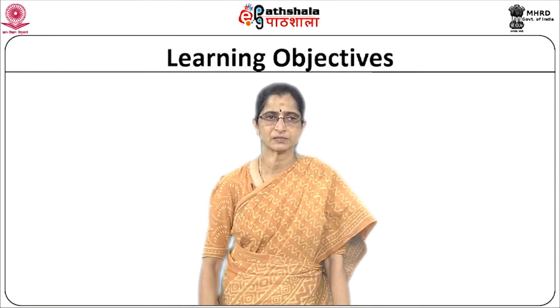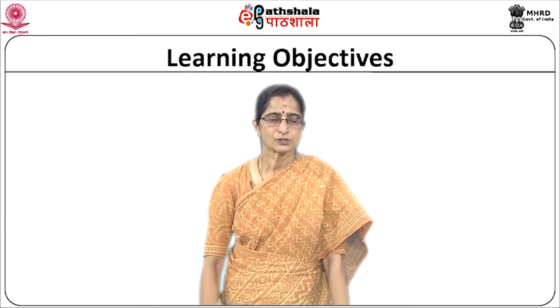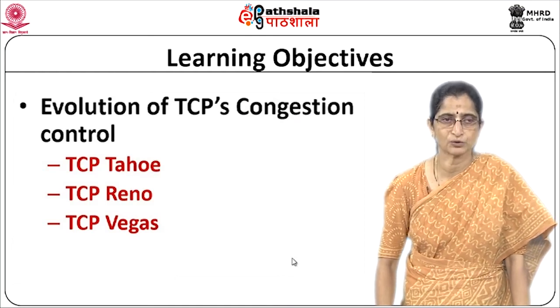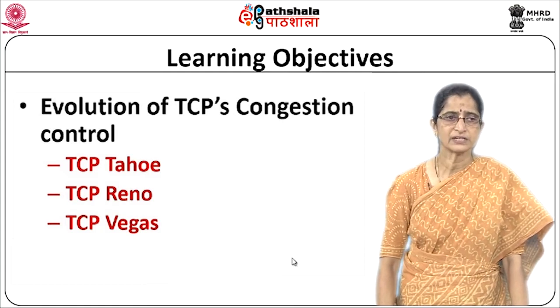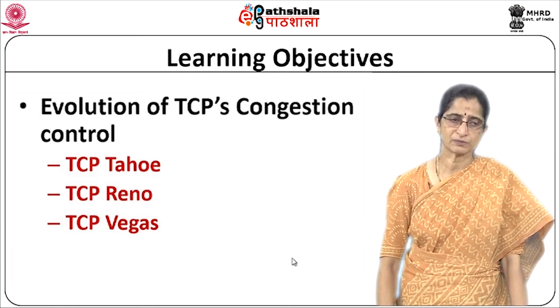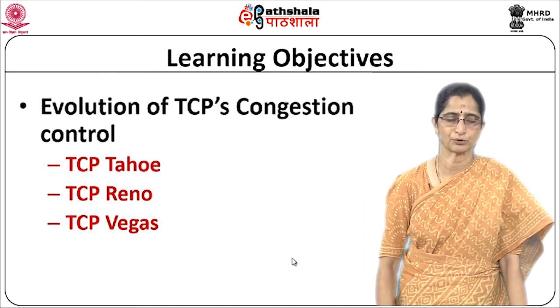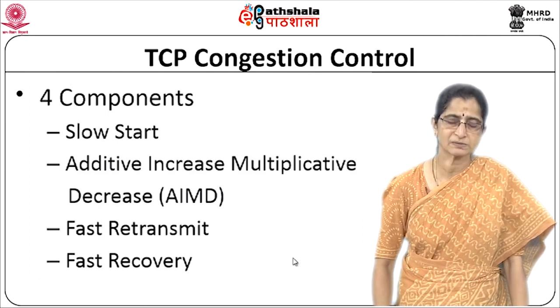What we will be looking at today are the various versions of TCP, which use these congestion control mechanisms in different manners, plus certain enhancements that have been done to them. In a sense, we are looking at the evolution of TCP's congestion control mechanism. We will look at a version called TCP Tahoe, TCP Reno, and then something called Vegas. In between, we will also look at some of the enhancements that have been done to the TCP Reno protocol.